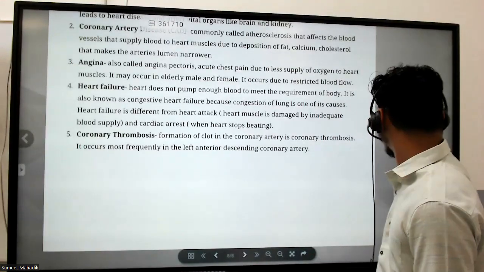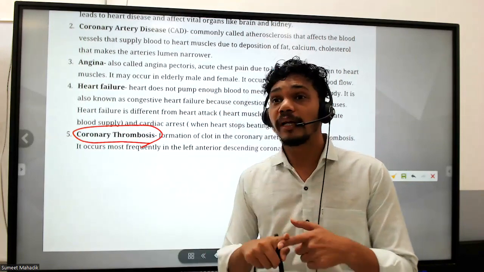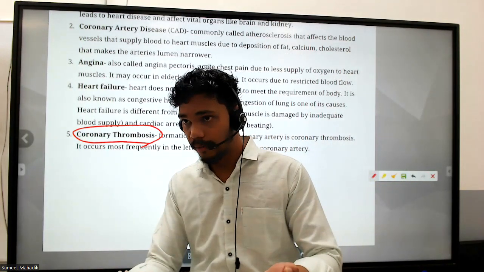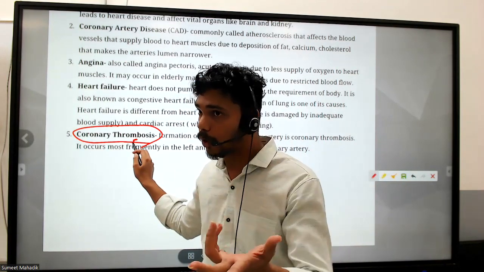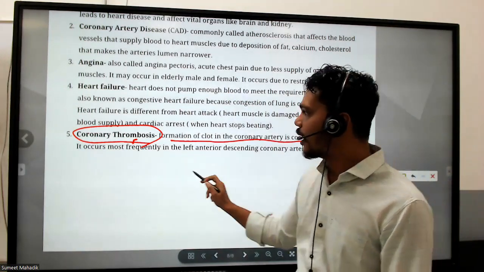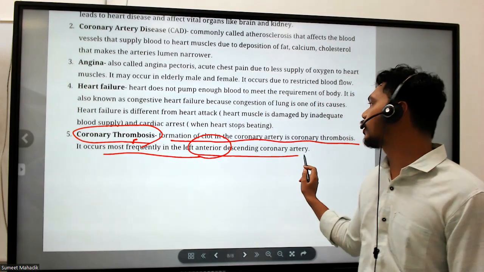And the last part, but not the least, that is coronary thrombosis. Coronary arteries are responsible for giving blood to the heart for pumping. If there is a clot, what is going to happen? Formation of a clot in the coronary artery is coronary thrombosis. It occurs most frequently in the left anterior descending coronary artery.